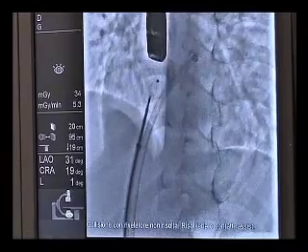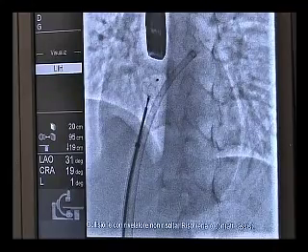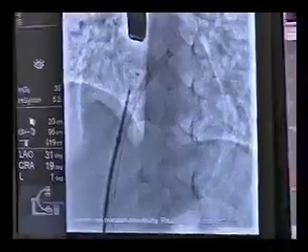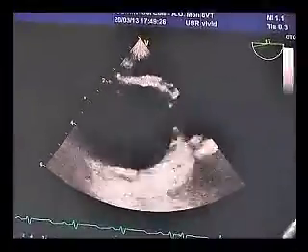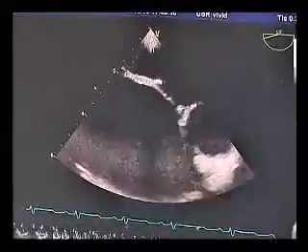We can see the echo now. Yes, we can see the echo, but the position of this device is quite out of the echocardiographic window.